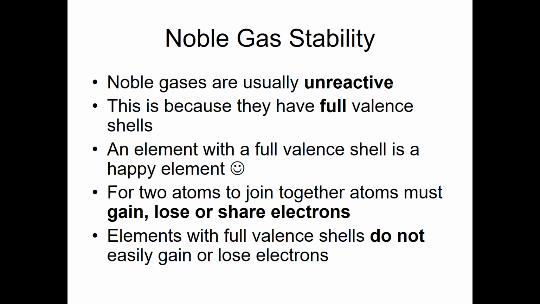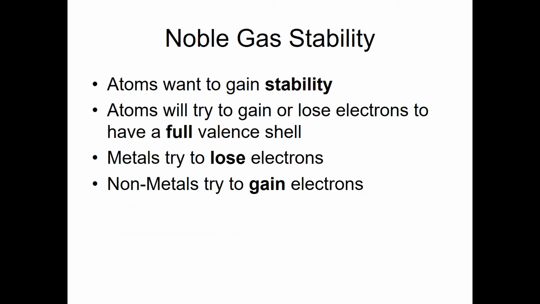Everyone good? So atoms want to gain stability. Atoms will try to gain or lose electrons to have a full valence shell. Metals usually try to lose electrons, and nonmetals usually try to gain electrons.